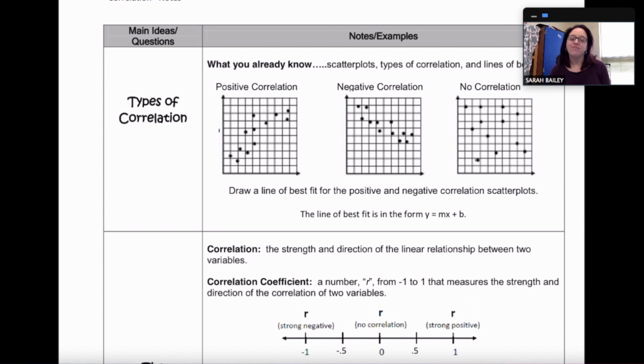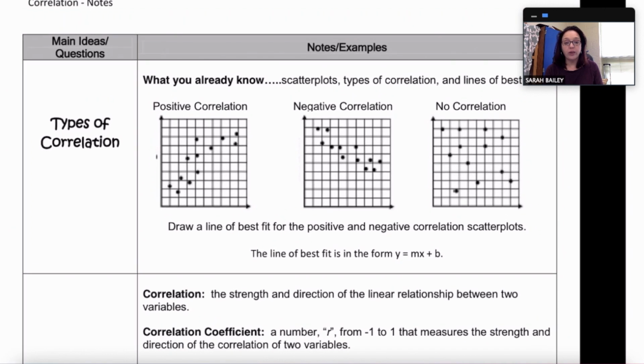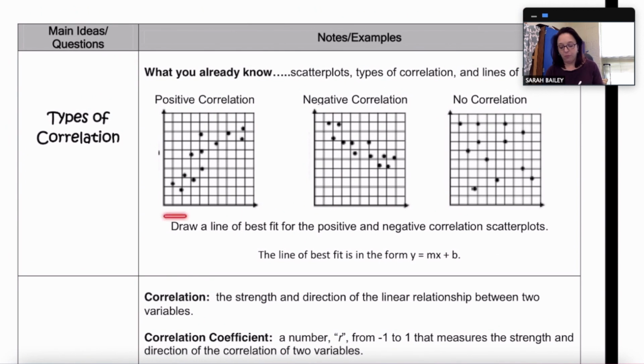Hey everybody! In today's lesson, we're going to talk about the correlation coefficient when dealing with scatter plots. Alright, so before we do that, let's review the different types of correlation. So we already know that there are three types of correlation. We have positive, negative, and then there's no correlation.